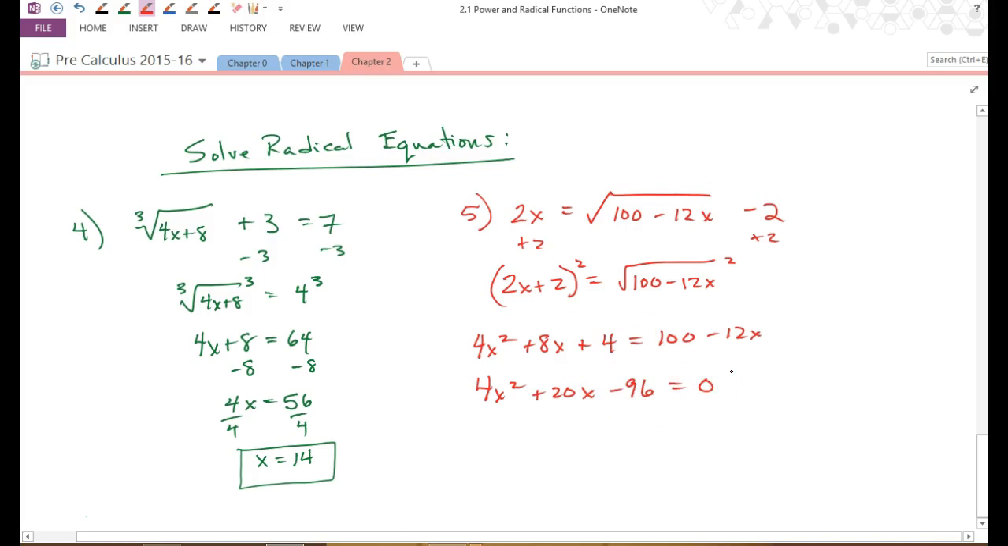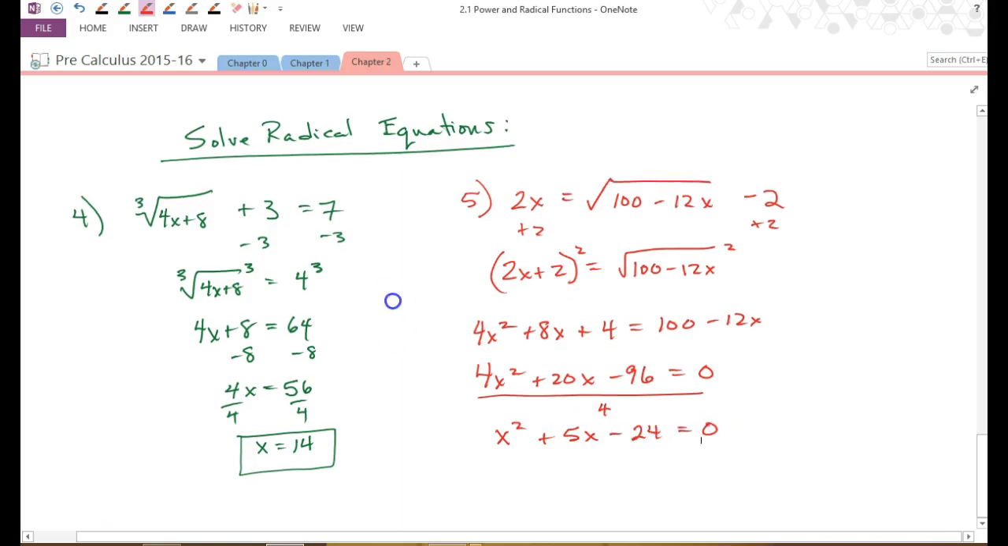Okay, so at this point, I have to factor this. There's an easy way to do this, and there's a hard way to do this. I could potentially use the hard method and factor this, or I could just divide everything, because what is every term divisible by? 4. I'm going to do that and make this easy. So I would have x squared plus 5x. What's 96 divided by 4? 24, good.